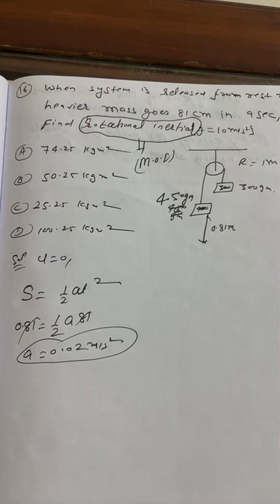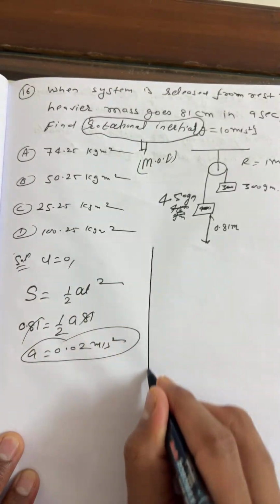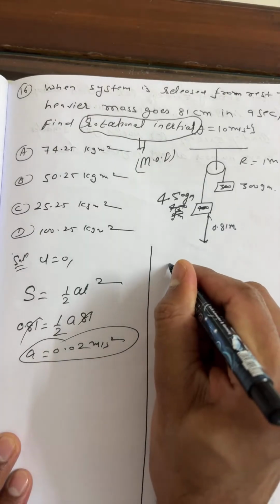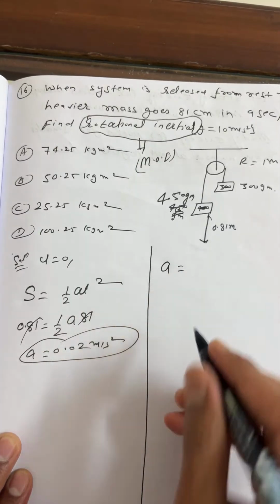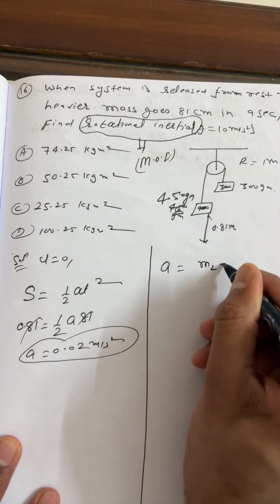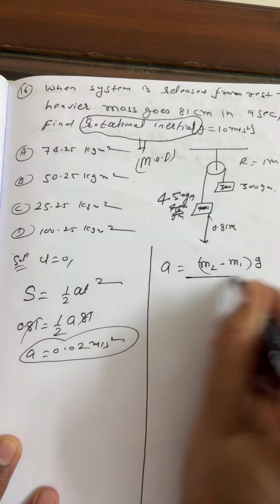Simple as usual. Student, there is a short trick here. I gave this formula multiple times in the classroom. What's the short trick? For this kind of question, I can simply find the acceleration here. What is the acceleration for this case? This is (m2 minus m1) into g.